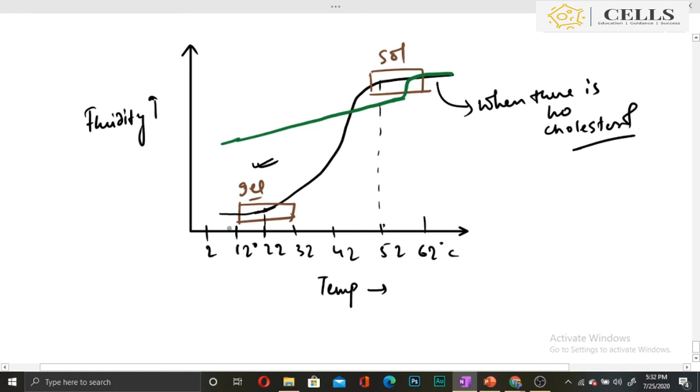And again, if you decrease the temperature up to 12 degrees or 2 degrees, or this is 5 degrees, it will try to maintain the same condition. But after that, if you lower the temperature too much, it will come down like this.